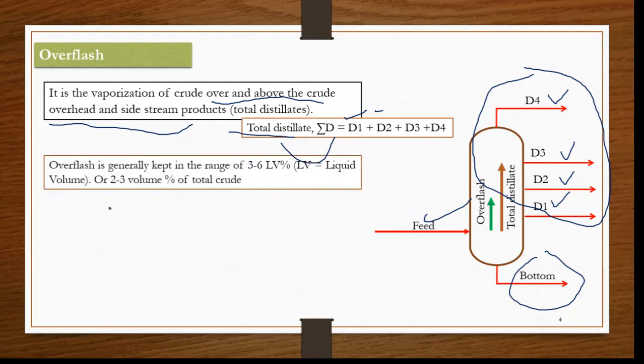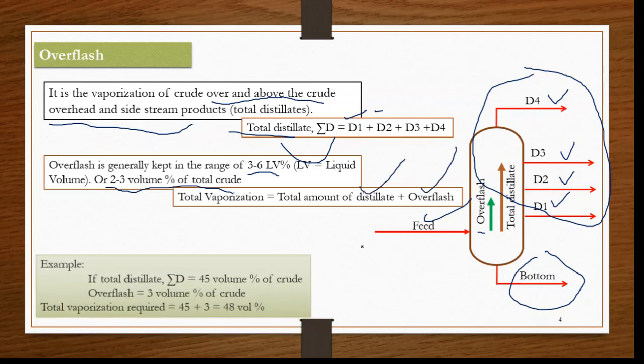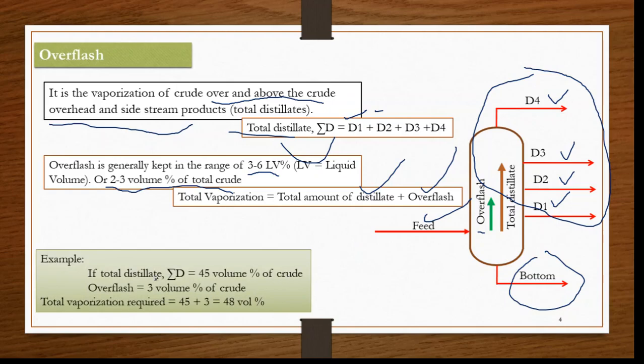Normally the overflash is kept between 2 to 3 volume% of the total crude, or 3 to 6 volume% of the liquid volume. So the total vaporization in the flash zone is the total amount of distillate plus overflash. Let us take an example. For example, if the total distillate is 45 volume% of the crude, it has to be vaporized in the feed, and the overflash is given here as 3 volume% of the crude.